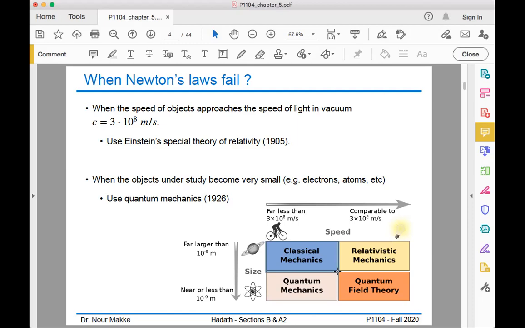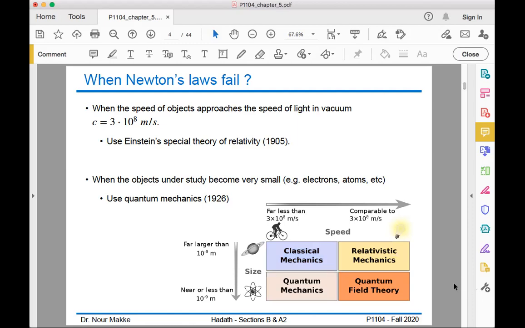When these two conditions are not respected, then we say that we cannot apply Newton's laws. So in other words, when the speed of the object we are working on is very large and comparable to the speed of light, then in this case we cannot use Newton's laws. And when the object we are studying is very small, meaning the size of electrons or atoms, in this case also we cannot apply Newton's laws. Newton's laws can only be applied when we are dealing with objects big enough compared to the size of electrons and moving at low speed compared to the speed of light in the vacuum, which is 3 times 10 to the power 8 meters per second.